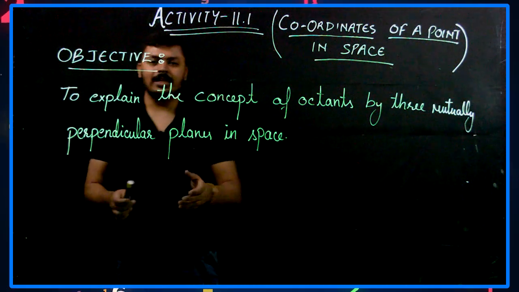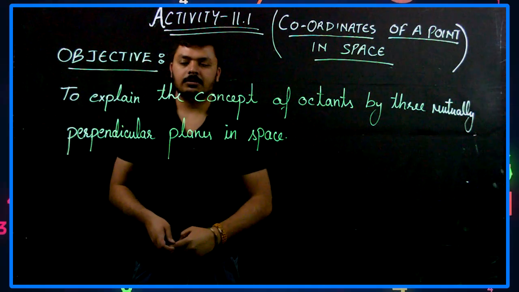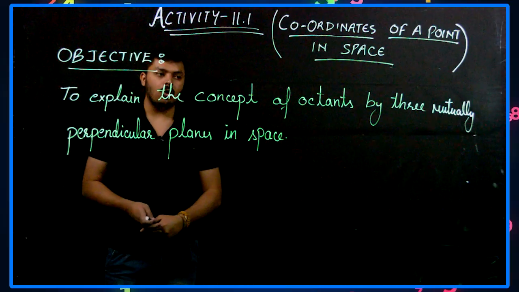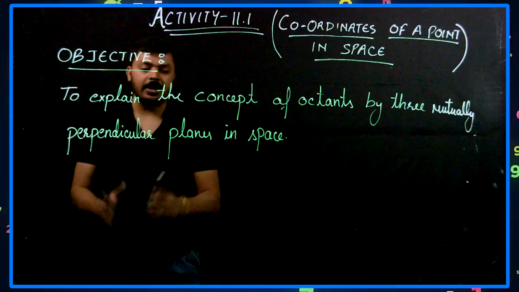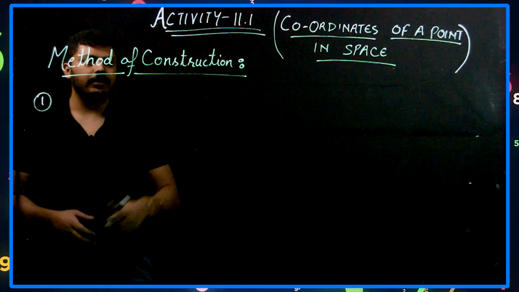So students, now let's start activity 11.1, coordinates of a point in space. Our objective for this activity is to explain the concept of octants formed by three mutually perpendicular planes in space. Now let's see the method of construction for the given activity.